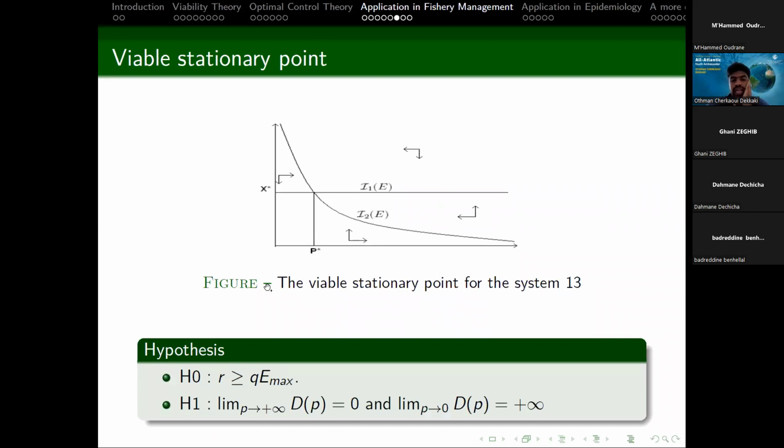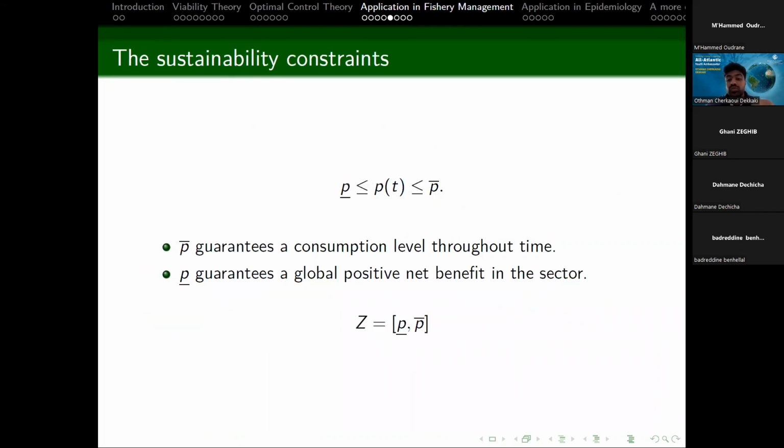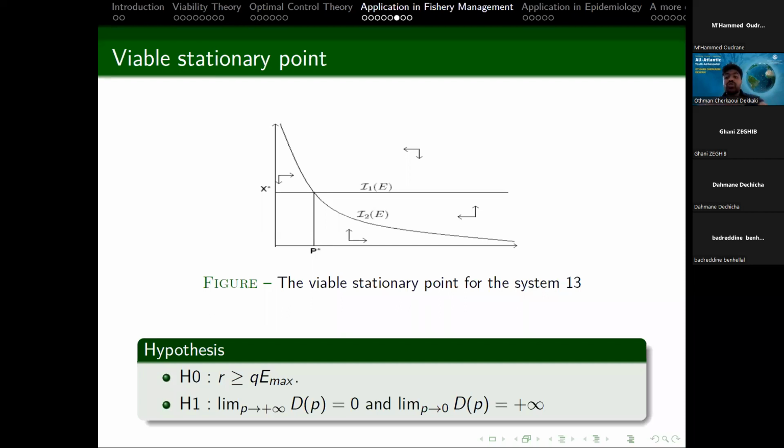And now let's see the viable stationary point. We're going to compute the stationary point, meaning put the derivative of x with respect to time equal to 0 and the derivative of p with respect to time equal to 0. It will give us two isoclines. The intersection is what we call the viable stationary point. Here it's viable if and only if it verifies the two conditions, the two hypotheses, H0 and H1.